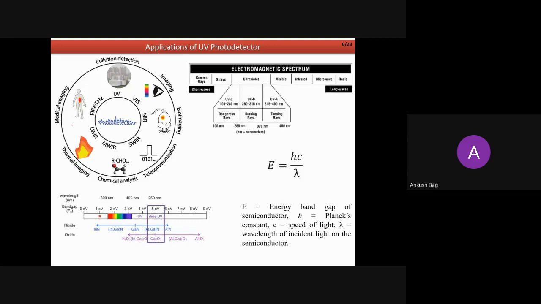Now, this is a very basic view of the electromagnetic spectrum. You can see that ultraviolet comes just before the visible spectrum. The visible spectrum, VIBGYOR, is typically from 400 nanometer to about 700 nanometer or so.